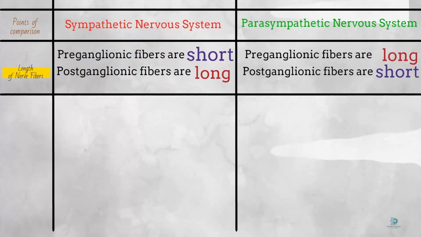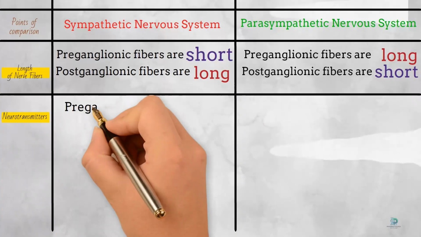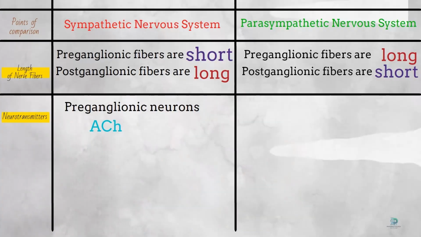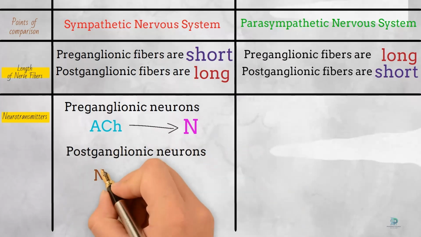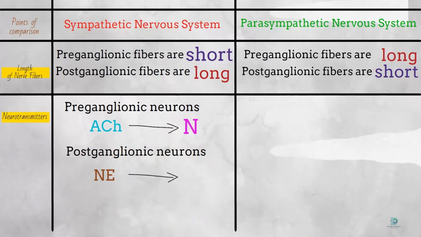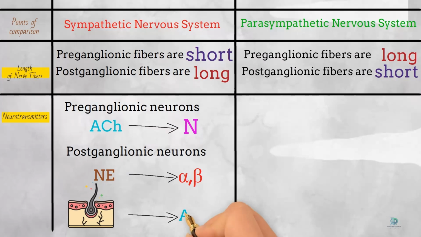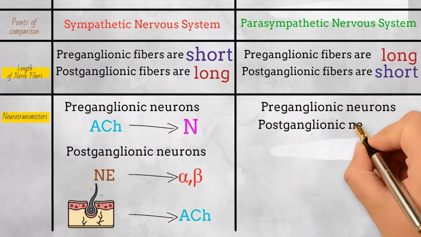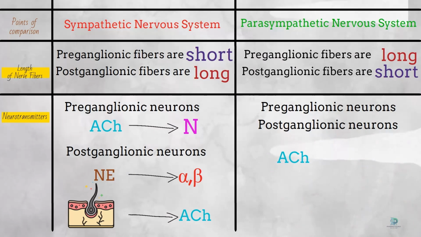4. Neurotransmitters. Sympathetic nervous system: preganglionic neurons release acetylcholine, which acts on nicotinic receptors. Postganglionic neurons primarily release norepinephrine, which acts on adrenergic receptors, alpha and beta. Exception: sweat glands, where postganglionic neurons release acetylcholine instead of norepinephrine. In contrast, in parasympathetic nervous system, both preganglionic and postganglionic neurons release acetylcholine. Postganglionic acetylcholine acts on muscarinic receptors in target organs.